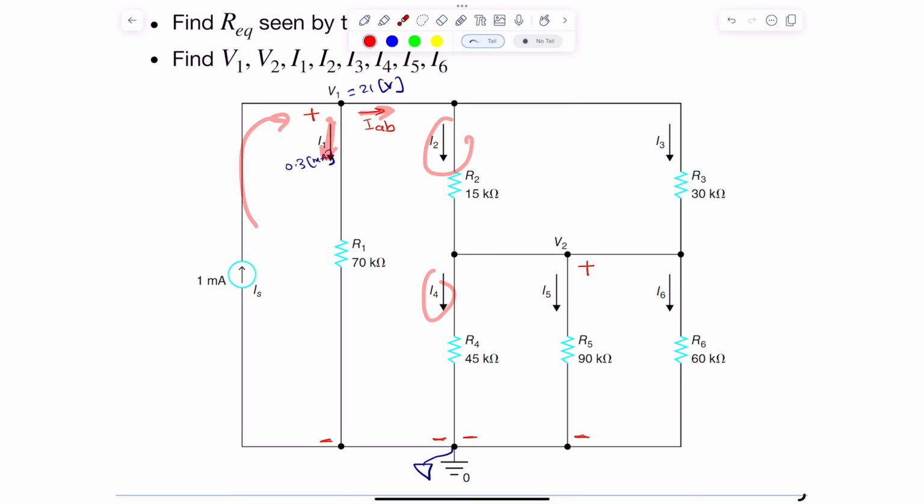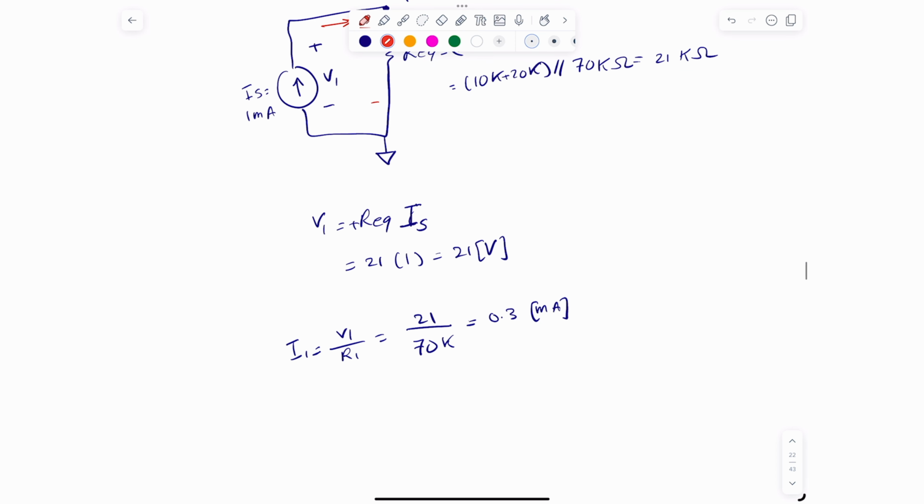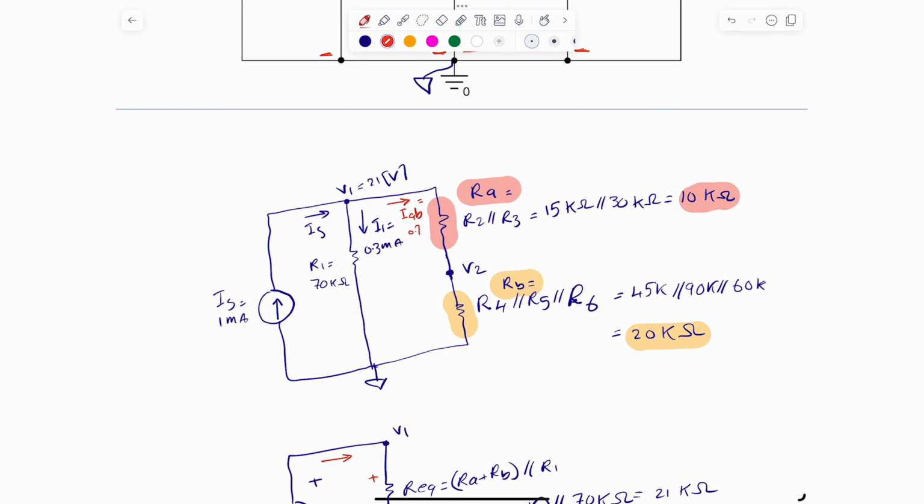Okay, so let's try to figure out what IAB is. Simply, we can write KCL in here. KCL tells me I have 1 milliamp coming in and I have 0.3, so that must be 0.7 milliamp. I can write it, but it's really straightforward. IAB is just simply I of S minus I1, which is 1 minus 0.3, which is just simply 0.7 milliamp. Okay, I can write that 0.7 milliamp in here, and that here is also 0.7 milliamp.